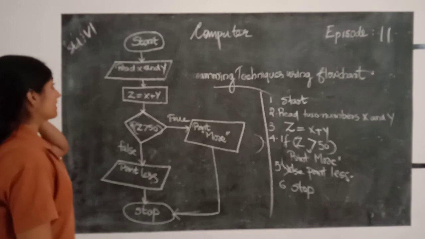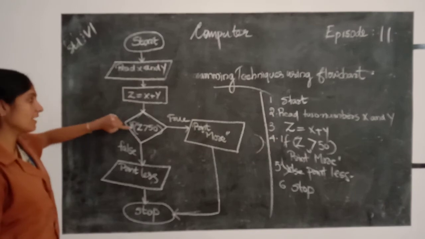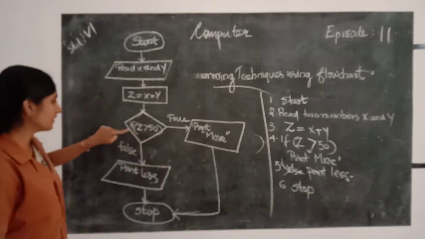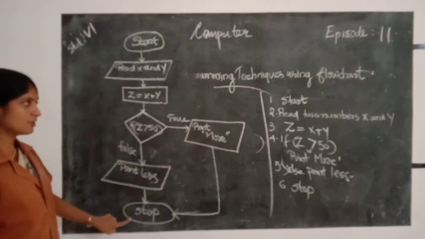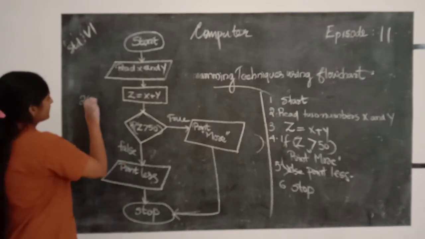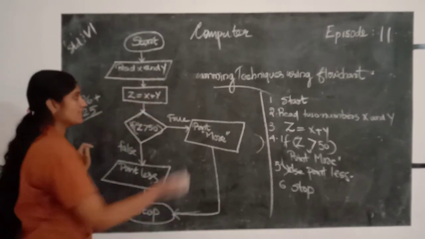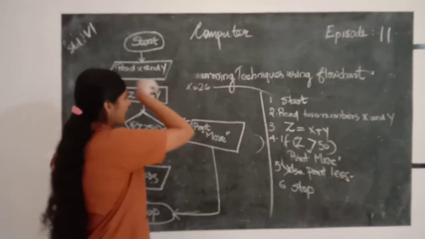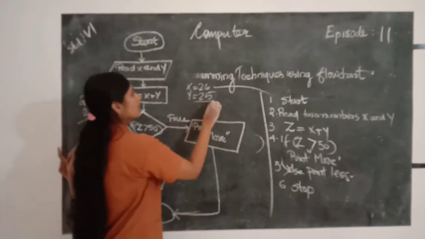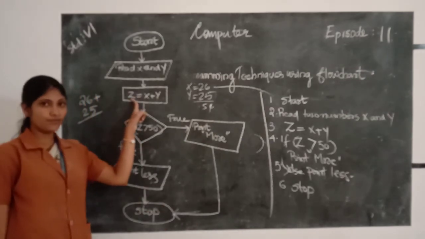So once again, start, read x and y. z is equal to x plus y. If z greater than 50, if the condition is true, print more. If the condition is false, print less. Then stop. For example, if we take 26 plus 25, the two numbers x plus y. Let's take x is equal to 26 and y is equal to 25. So what happens? The result is 51, right? So here z is equal to 51.